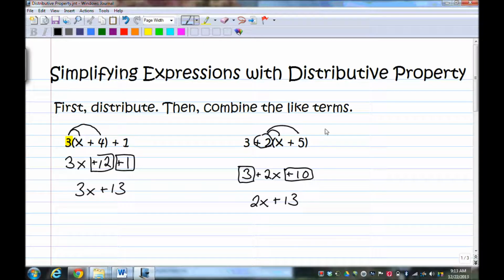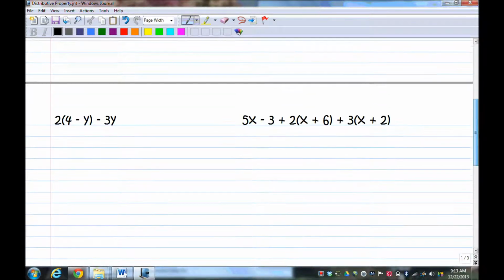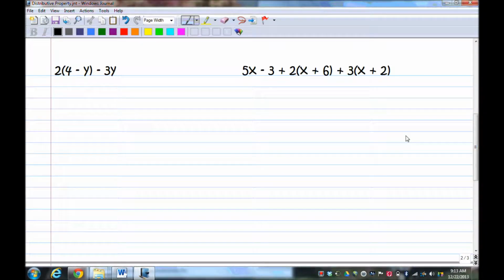Let's move on to something that is a little more challenging. So this first one here, 2 times this quantity 4 minus y, and then I have the minus 3y. The reason that this one is a little challenging is because of this right here. Some students forget that. So I'm going to distribute this 2 times 4 and 2 times a negative y. 2 times 4 becomes 8. Positive 2 times this negative y is negative 2y. And then I have this negative 3y on the end.